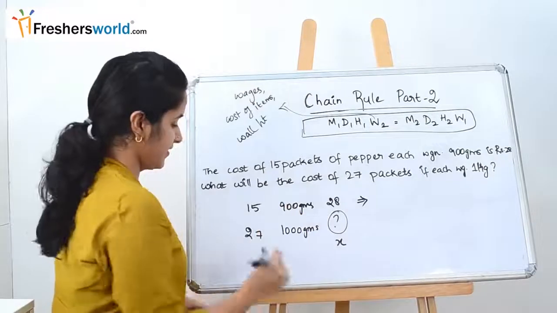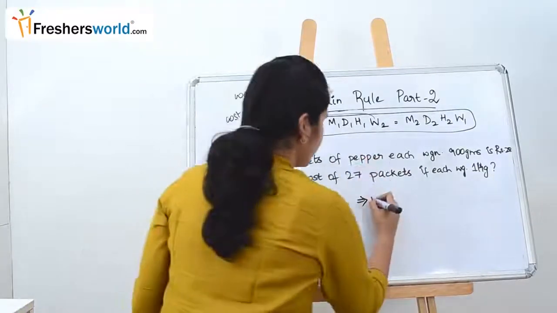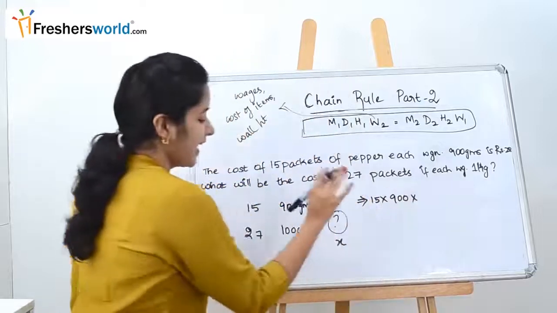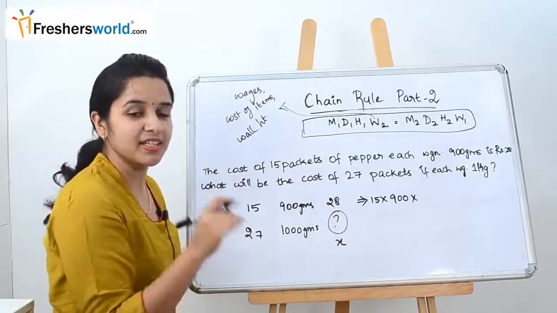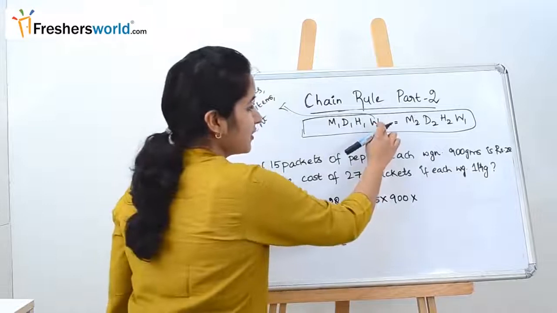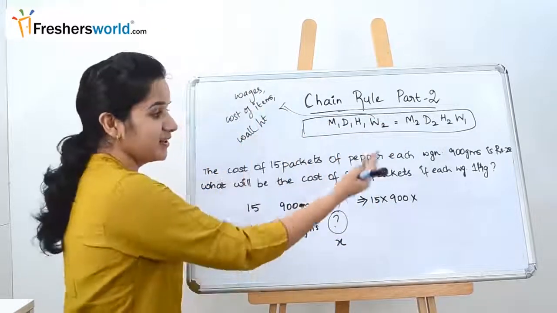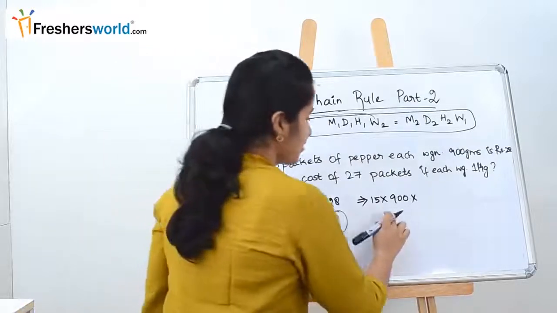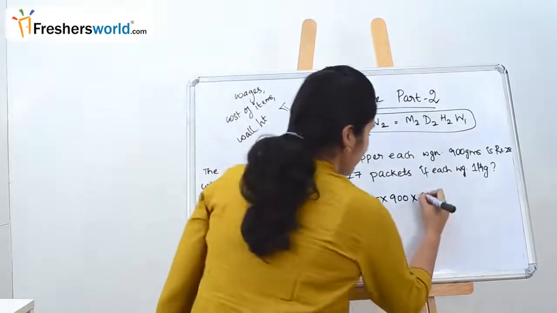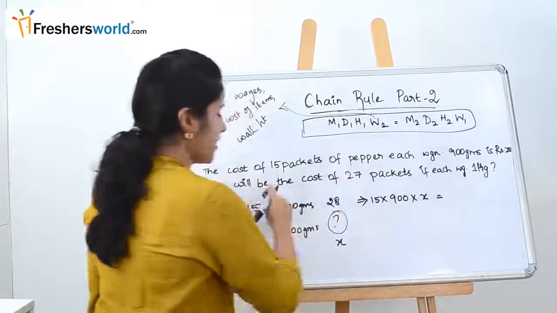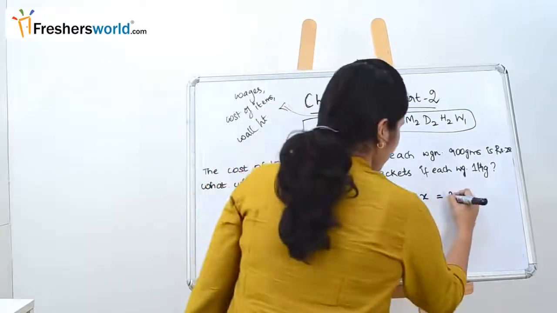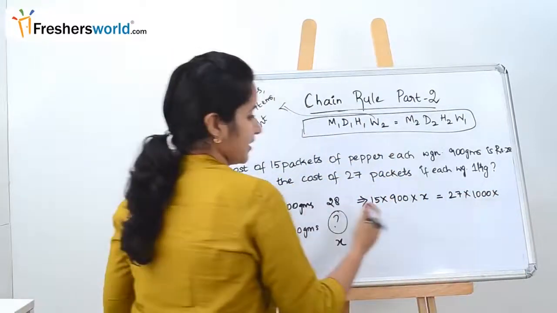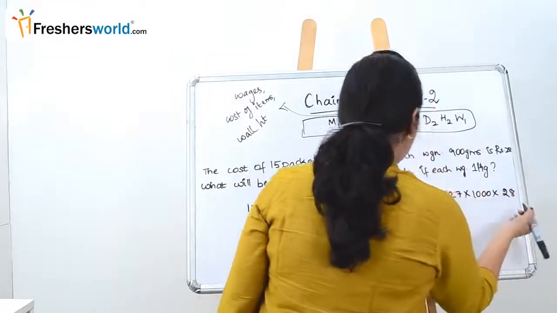So let's write the answer. So given 15 packets of 900 grams. So what are you going to do here? Instead of putting this 28 rupees, here is the change. I told you, you have to take the quantity of the second line that they've given in the question. It can be the cost of the item, wages, or whatever it is. So here we don't know the cost of it, so we're putting X here and equating it to the second part of the question, which is nothing but 27 packets into 1000 and the cost of it, which is 28 here. So let's just solve it now.